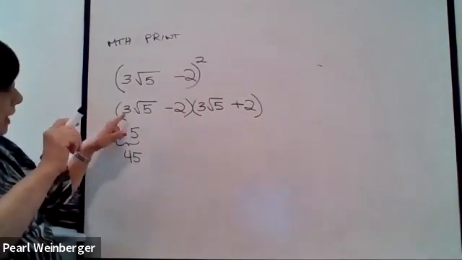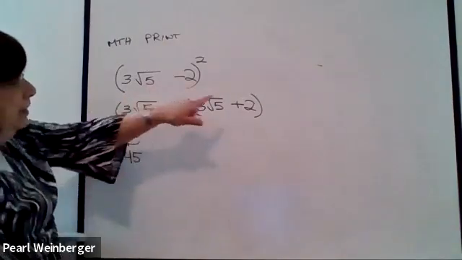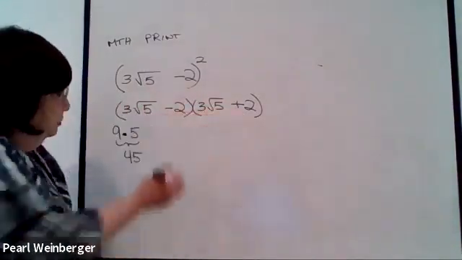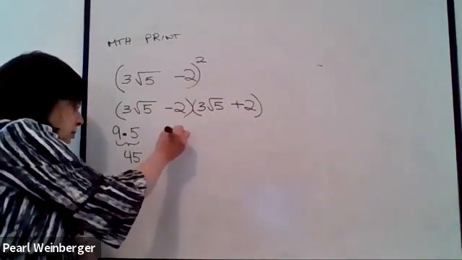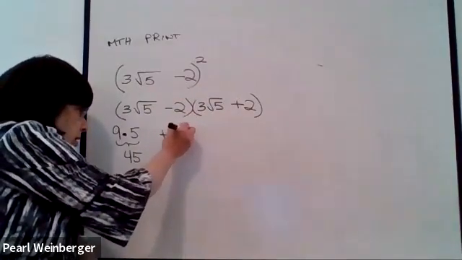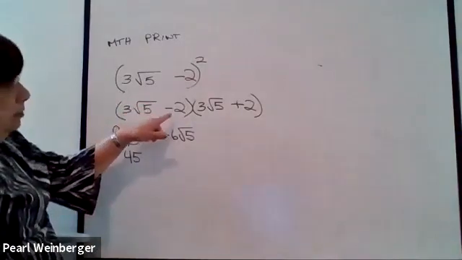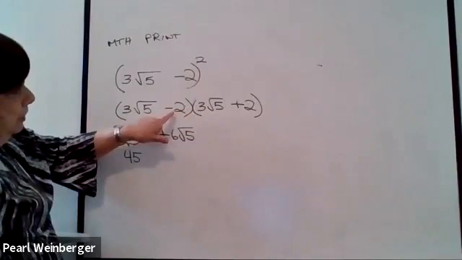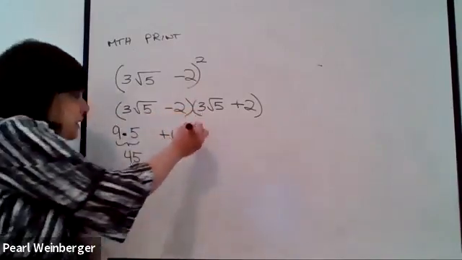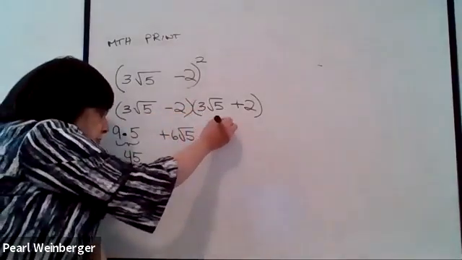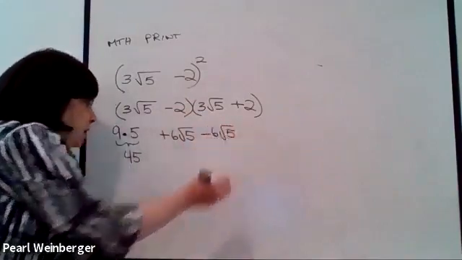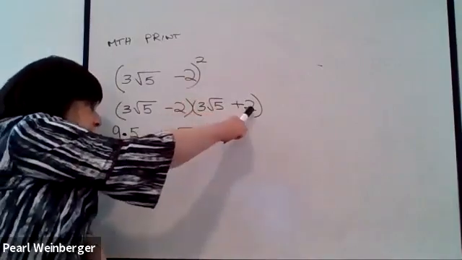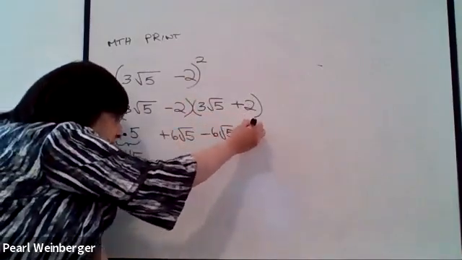Now we do the outer, 3 radical 5 times plus 2. So the 3 times the 2 gives me plus 6 radical 5. The inner, when I multiply them, is negative 2 times 3 radical 5. So the 2 and the 3 gives me negative 6 radical 5. And finally, the last terms are negative 2 times positive 2, which is negative 4.